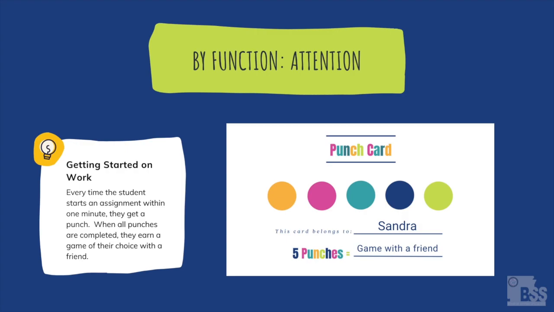In this example, Sandra, a first grader, wanders the room and talks to friends to gain peer attention when given an independent task. A punch card was set up for her so that every time she starts an independent task within 1 minute, she receives a punch on her card. When all 5 punches are earned, she will get to play a game with a friend, which allows her to gain peer attention.